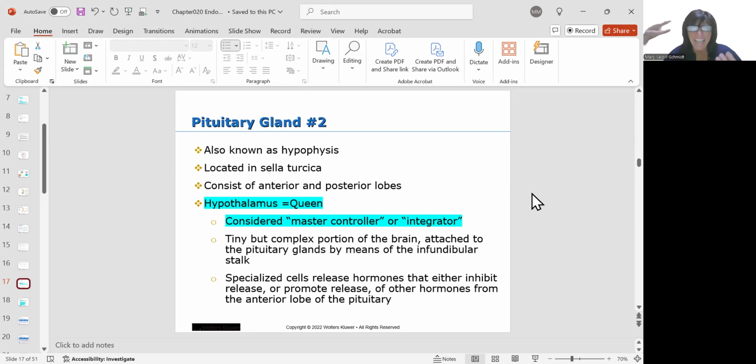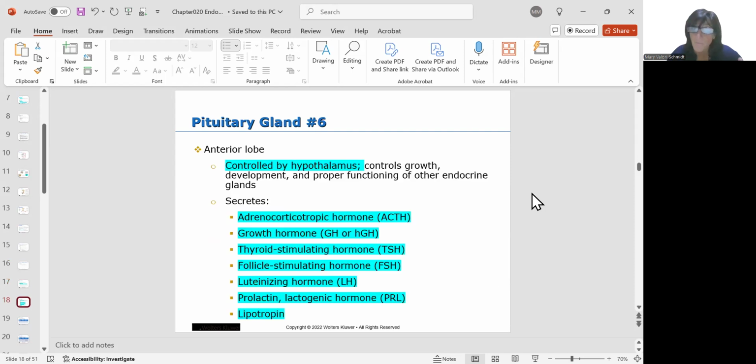The book calls it the integrator. I like calling it the queen or the mom. It's little, but it really does have a big job and promotes the secretion of all these different hormones. So the anterior lobe of the pituitary sends out ACTH, GH, TSH, FSH, LH, prolactin, PRL, and lipotropin.